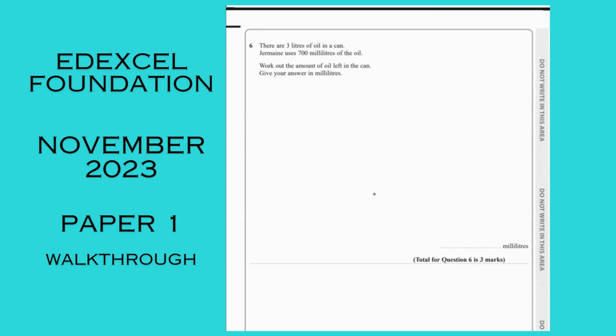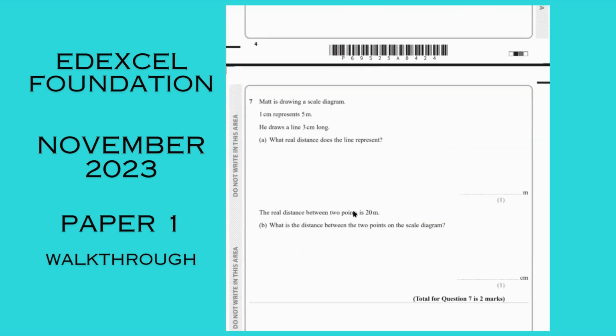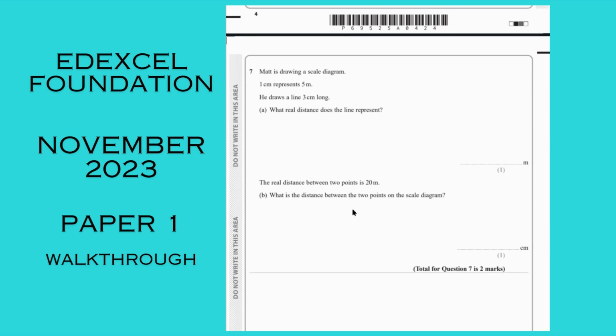Next one, as you can see, answer, always pay attention. Answer in millilitres. So straight away, let's go for millilitres. We have 3,000, we use 700. We do ourselves a takeaway. Or again, feel free to count up, add on, whatever way you prefer. It's 2,300 millilitres for the right answer.